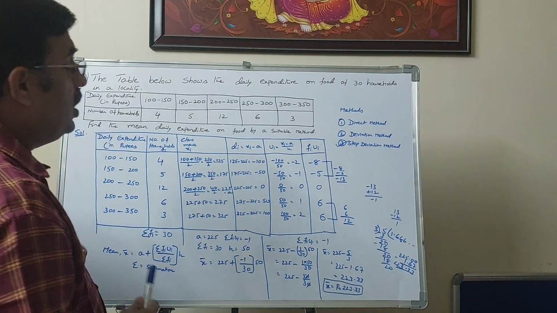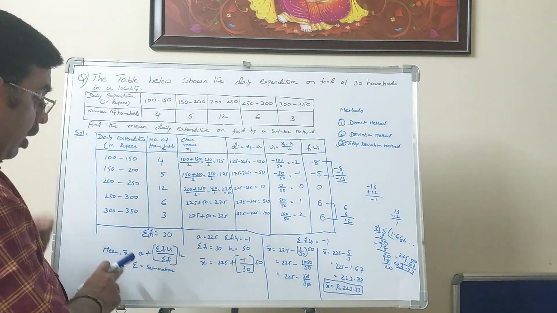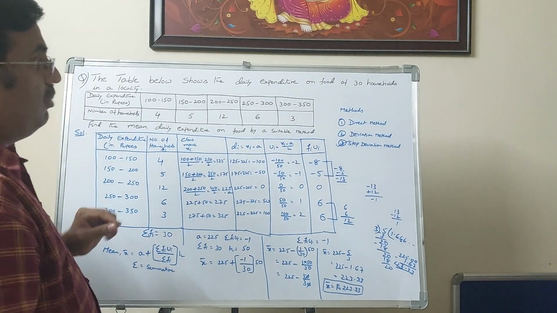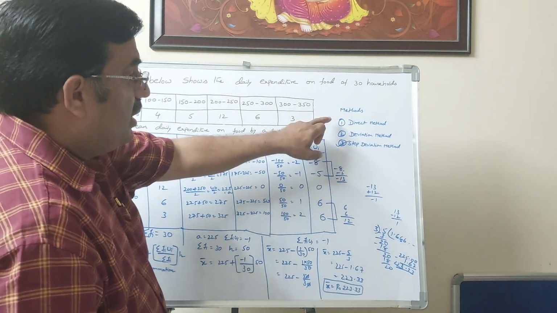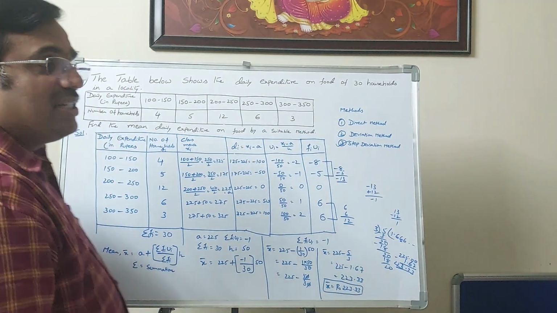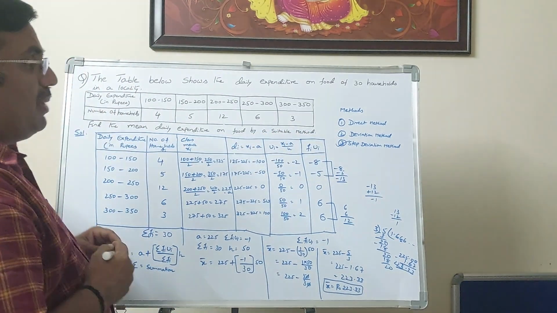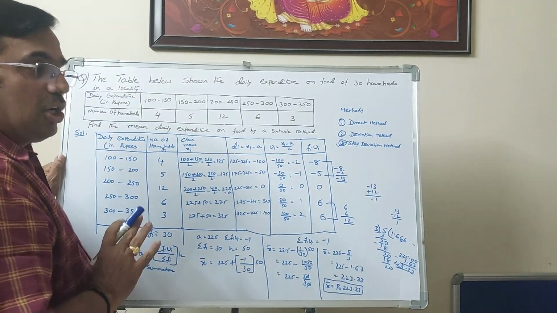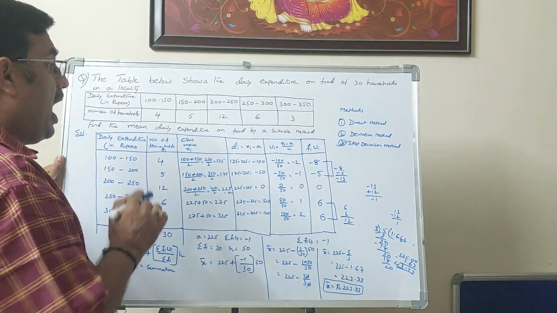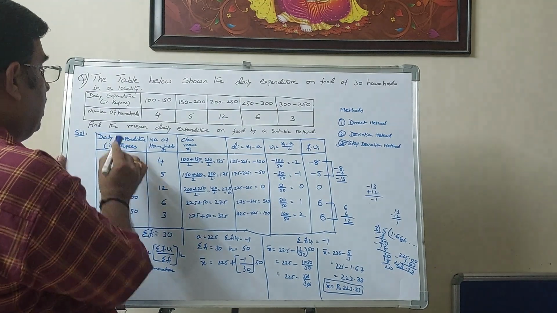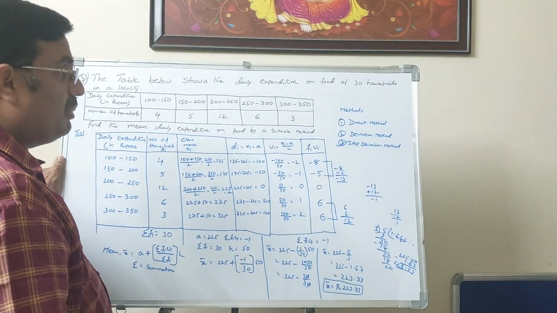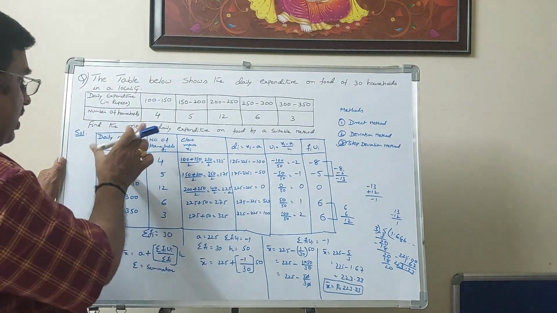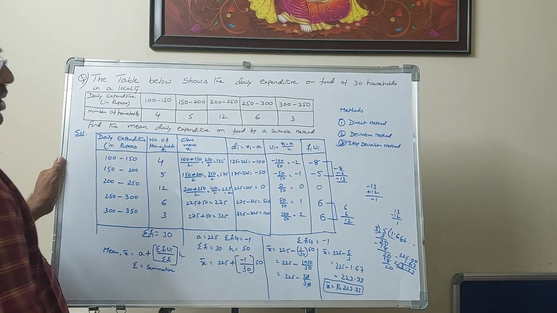This is the formula you have to remember clearly. I am repeating one more time: there are 3 methods, the direct method, the deviation method and the step deviation method. You can use any of the methods, but we study all 3 for easy calculations. Whenever they ask a question like this, find the mean daily expenditure by a suitable method, we go for the step deviation method.